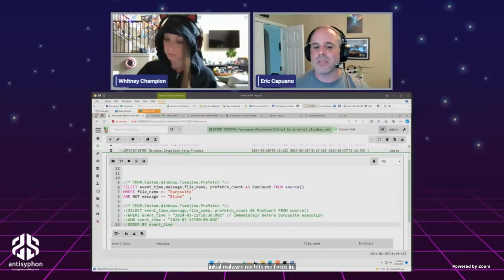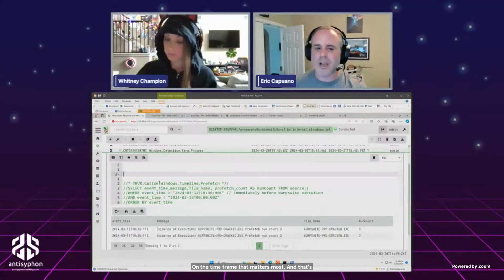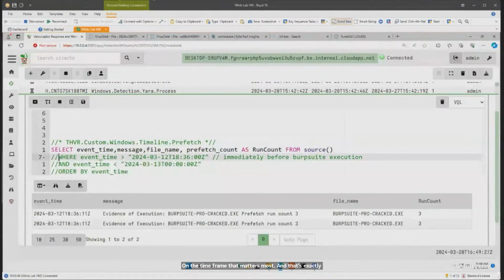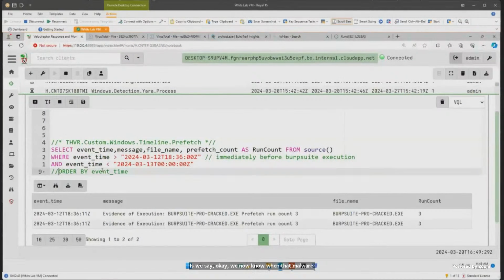And that's exactly what we do in this next query. We say, okay, we now know when that malware ran. So let's now ask the question, show me everything that happened, yes, immediately before that Burp Suite execution, but really what I care most about is what happens after that, right?